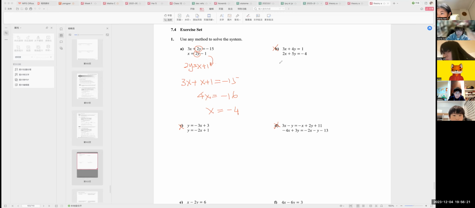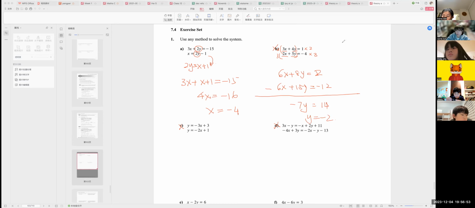Okay, so let's take a look at the first one. Since 3x, 2x, 4y, and 5y don't have a common multiple, I'm going to times 2 for this one and times 3 for this one. Vicky, understand? Okay, so 6x plus 8y equals 2, and 6x plus 15y equals negative 12. So if you subtract, it's negative 7y equals positive 14. So y equals negative 2.